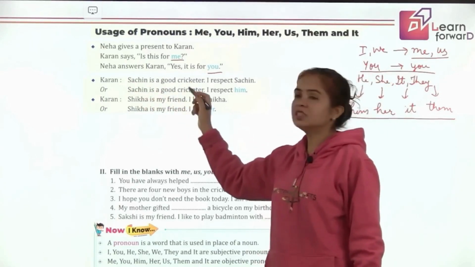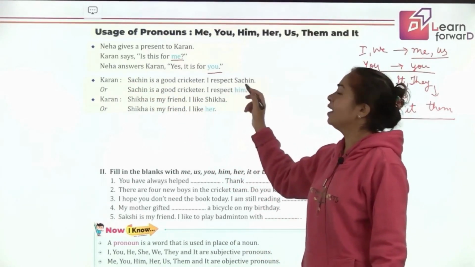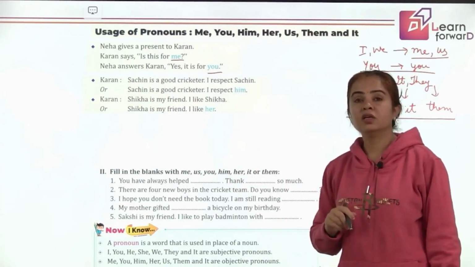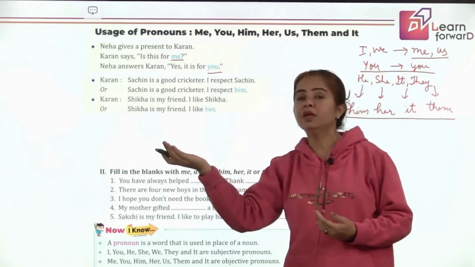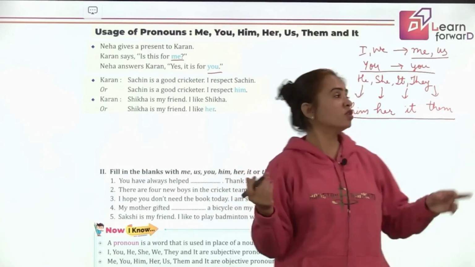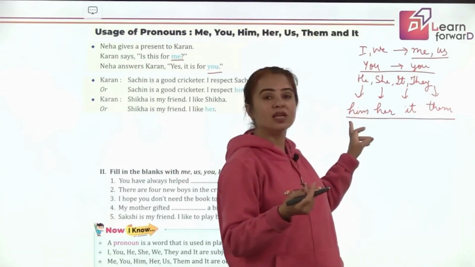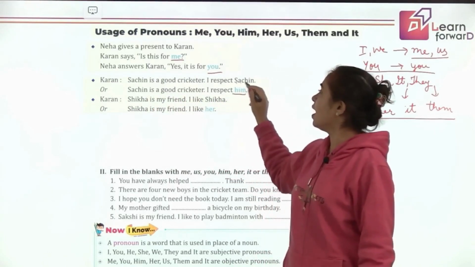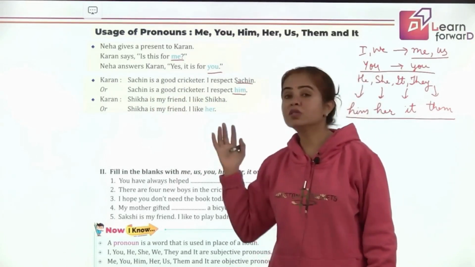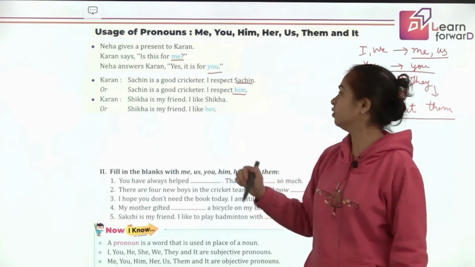Karan: Sachin is a good cricketer. I respect Sachin. So he is talking about somebody. He is giving respect to whom? To Sachin. So in place of Sachin, he is using him. He will say, Sachin is a good cricketer. I respect him, because this is again in objective form.